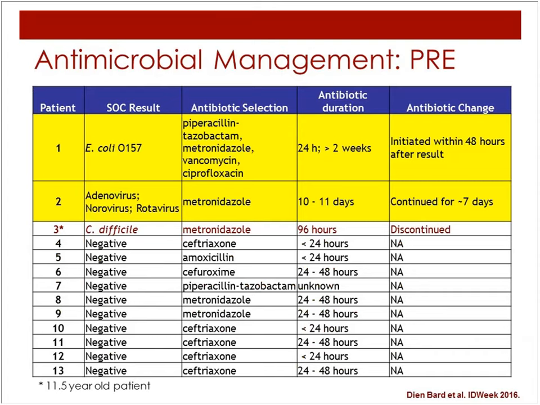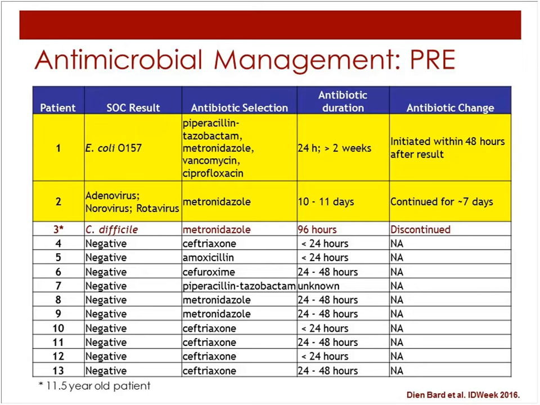So the biggest part that we really wanted to look at also was antibiotic treatment and management in these hospitalized patients. So 13 patients each in the pre and in the post group were treated with antibiotics. And these were antibiotics that were relevant for the gastroenteritis presentation. And the table here represents the pre-group.